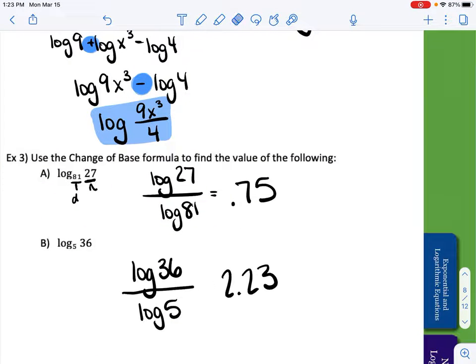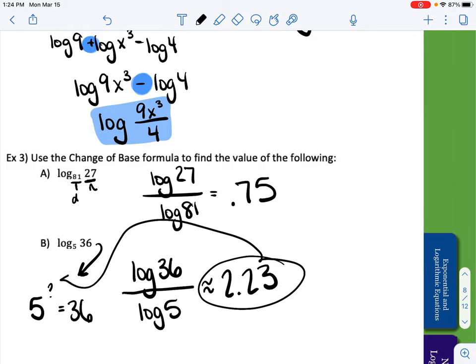So instead of using our normal exponents and switching it to what we did previously, where this would be 5 to the question mark equals 36, and we tried to think through it, we already know, based on the change of base formula, that would be what our exponent is.